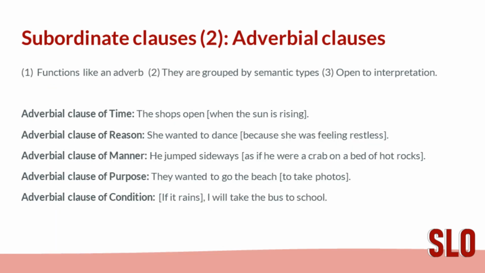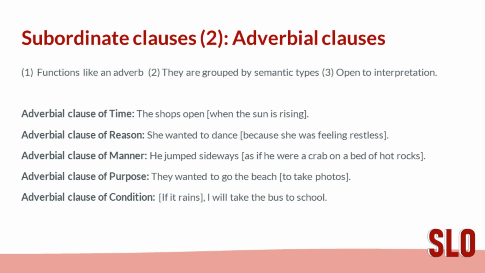Now we will move on to the second type of subordinate clauses, adverbial clauses. Adverbial clauses, as evident from the name, function like an adverb. Basically, it gives additional information that is non-obligatory. Secondly, they are grouped by semantic types, i.e. according to meaning. Hence, adverbial clauses are open to interpretation.